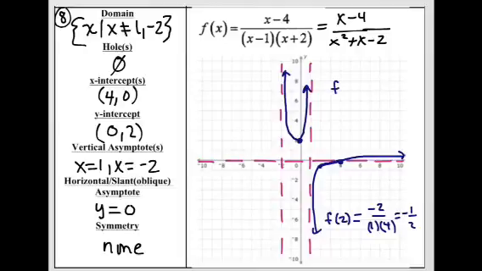So f of negative 4. Negative 4 minus 4 is negative 8. Negative 4 minus 1 is negative 5. And negative 4 plus 2 is negative 2. So that's going to give me negative, what is it, 4/5? Negative 4/5 when you reduce and simplify. So negative 4 gives negative 4/5, so that would be about right here. Again, that's all the points I need to draw this curve.